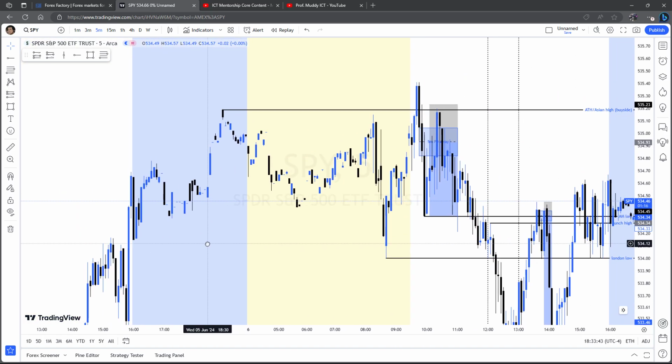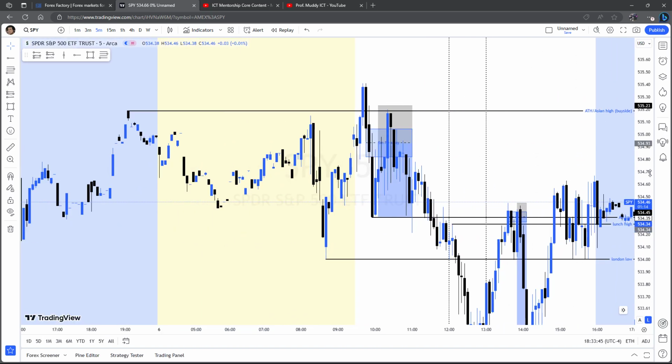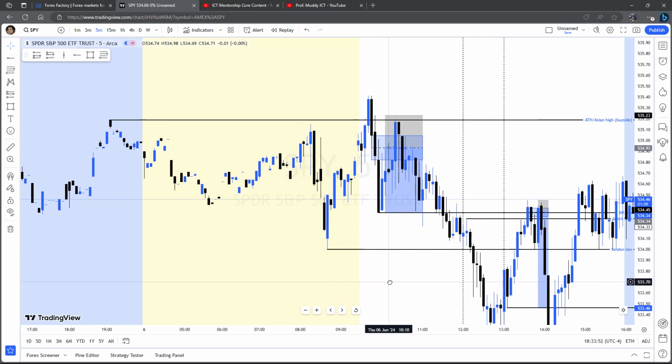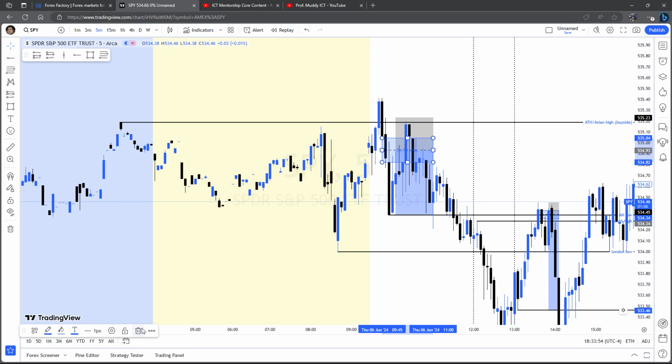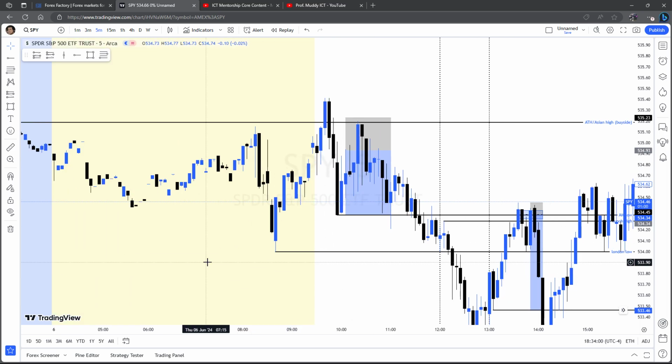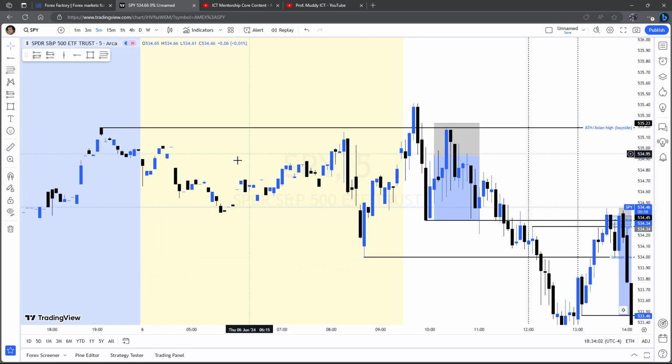Looks a little better on the 5-minute. Actually, I did play out on the 5-minute, so I'm going to stay on the 5-minute for this trade. Anyways, price comes up. It takes out the buy side prior to time. So I'm watching this and I'm looking to see if it reacts to the buy side liquidity.